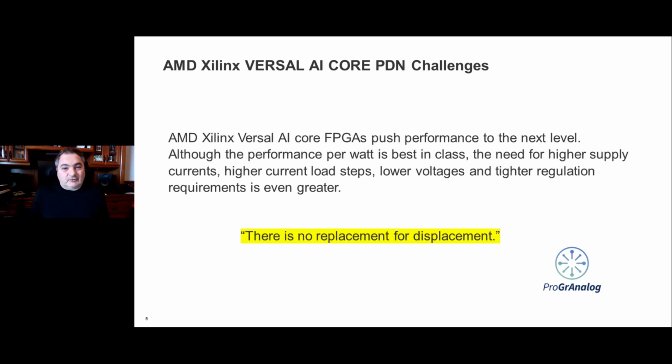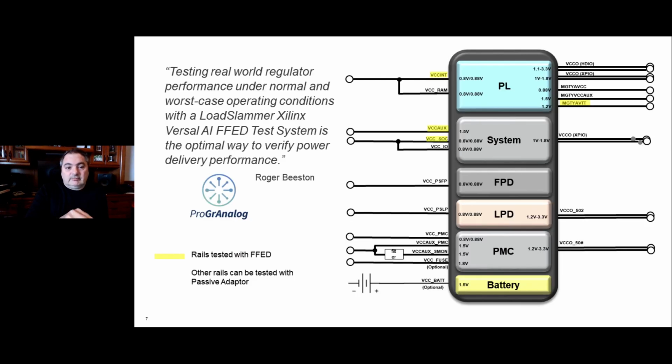You need to test beyond what the device can actually draw. And ideally, you'd be able to slew faster than the device can actually slew. And that gives you the design margin that you require to feel confident about getting your design to market in a satisfactory, production-worthy condition.